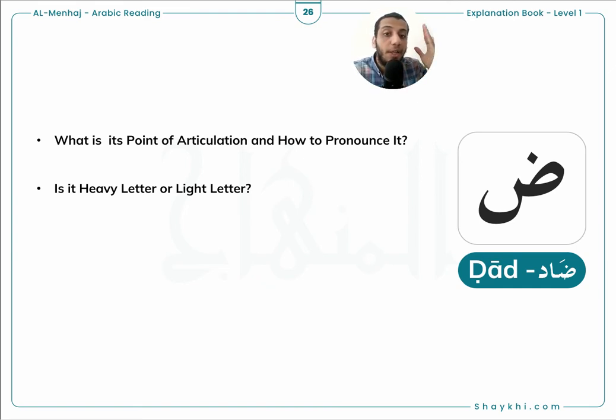So if the back of the tongue is raised, this letter will be heavy. If the back of the tongue is not raised, this letter will be light. Okay, so when you pronounce letter dad, will the back of the tongue be raised or not? I will say it and try to guess. Da, di, do. Actually the back of the tongue is raised, which makes this letter a heavy letter.